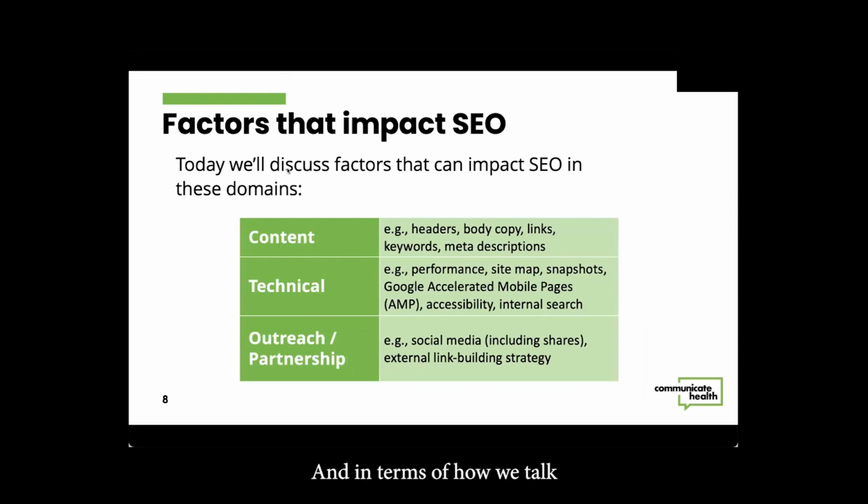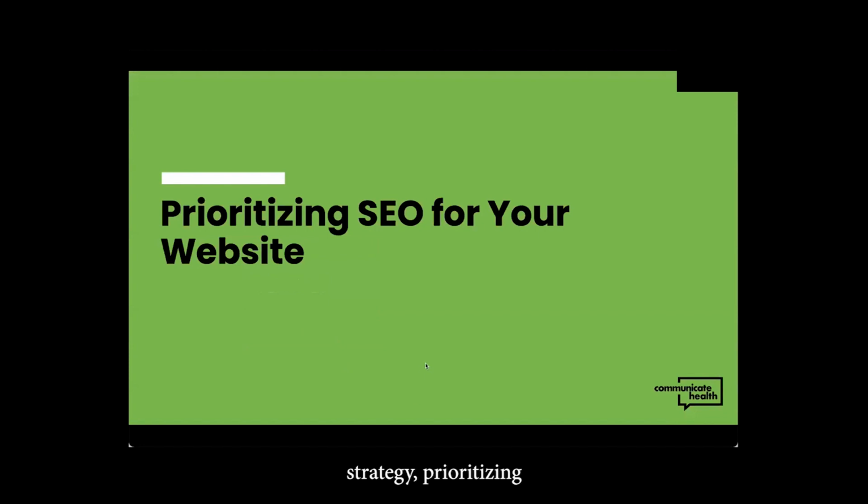In terms of how we talk about the factors that impact SEO, we'll start by covering content factors. These are things like content quality, headers, links, keywords, meta descriptions. Then we'll get into more of the technical side of things: page speed, load times, performance, sitemap, looking at internal search. And lastly, we'll cover outreach and partnership elements, like building an external linking strategy. Prioritizing SEO for your website. Passing to you, Kelsey.